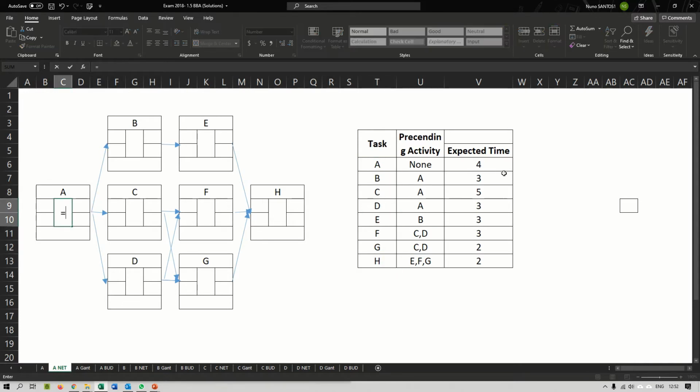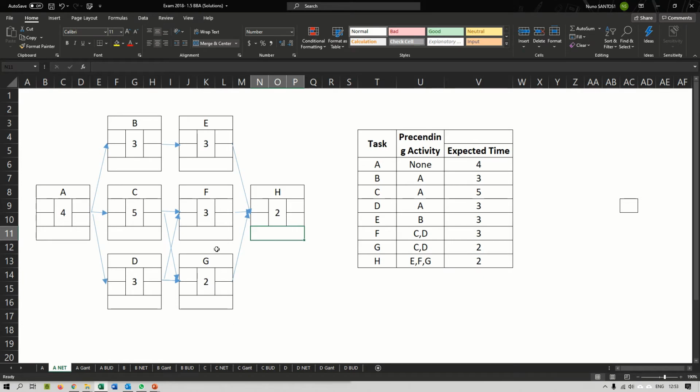So task A, for example, will last for 4 days. Task B will last for 3 days. Task C will last for 5 days. Task D will last for 3 days. E, 3, F, 3, G, 2, and H, 2. So I completed all that.